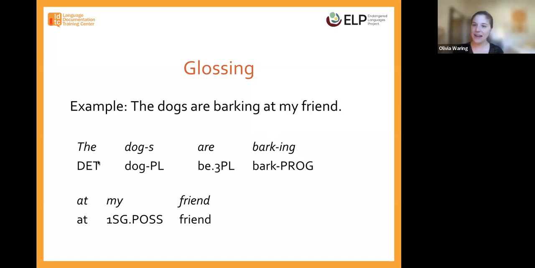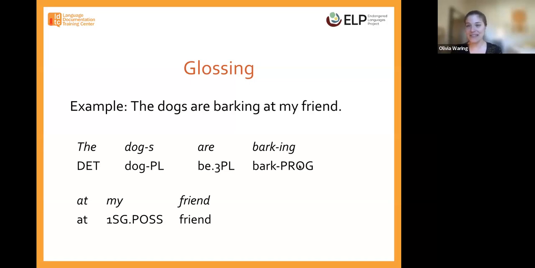And then you'll go ahead and you'll translate those. So the is being translated here as a determiner, which is a part of speech that gives a little more information about a noun. Here's our plural dogs. Here is our verb meaning to be, and it's been inflected, it's been conjugated so that it's in the third person plural form. And that form happens to be are. So that's what this is telling you here.